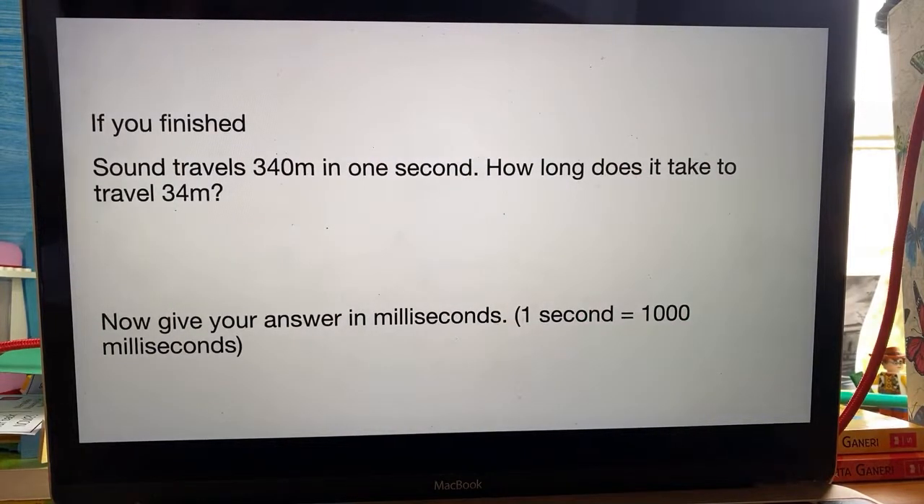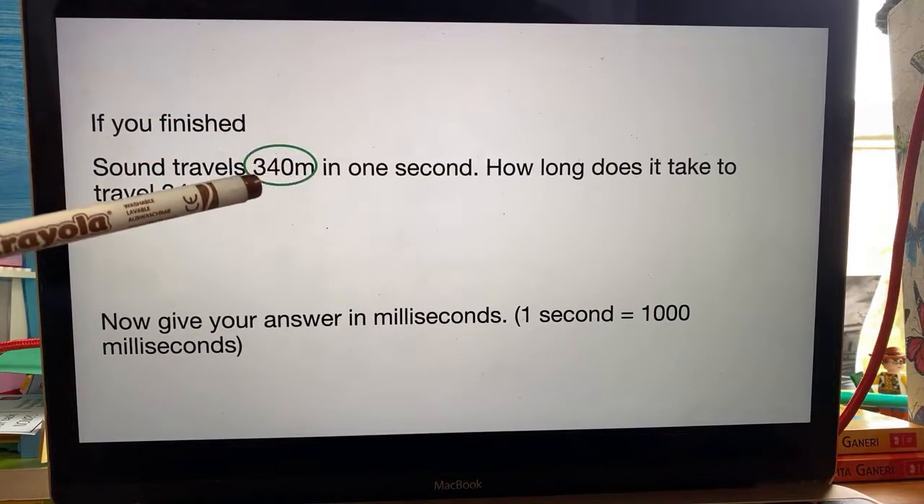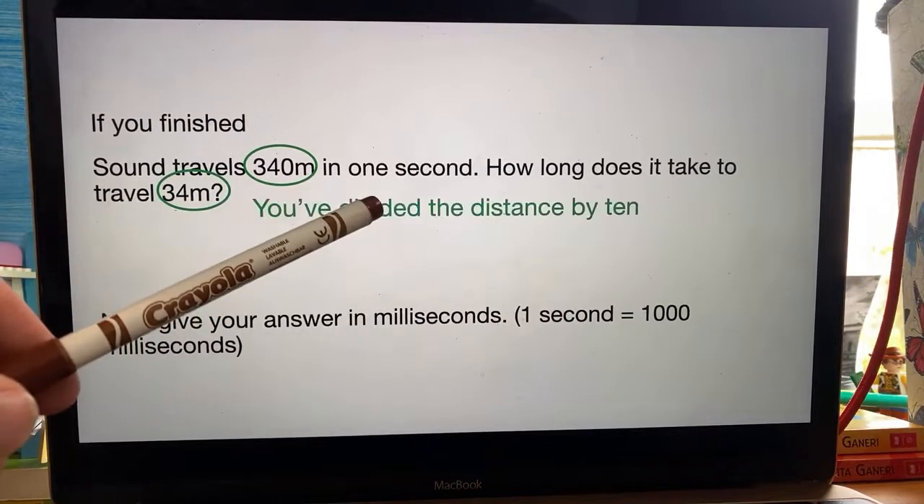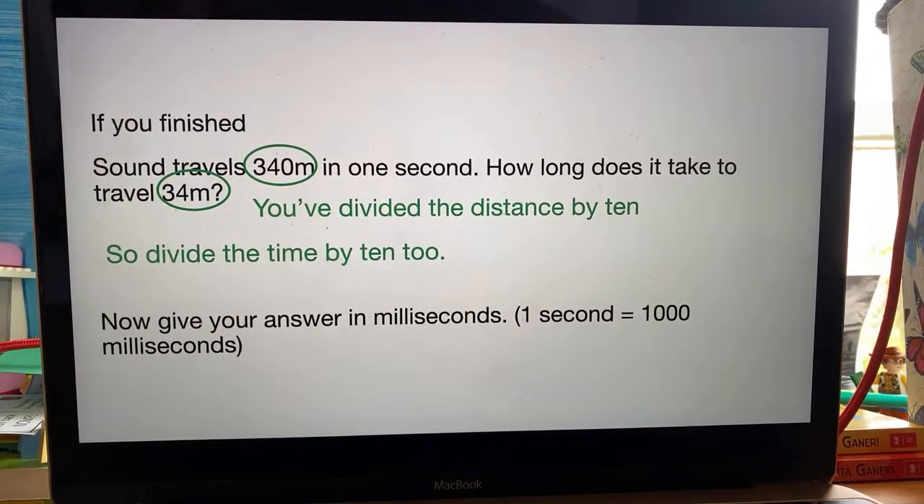Sound travels 340 meters in 1 second, so how long does it take to travel 34 meters? Well, you've divided that 340 by 10 to get 34, so you can just divide this 1 second by 10 as well. So it's 0.1 seconds. And to get that in milliseconds, that was quite tricky, I think.